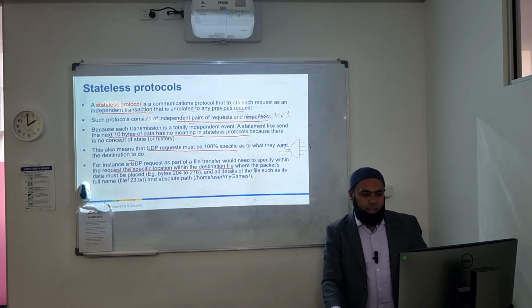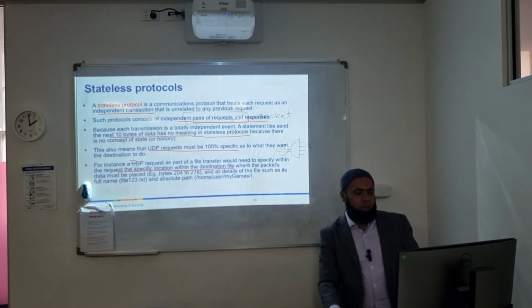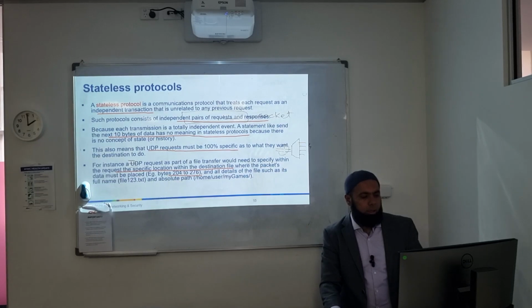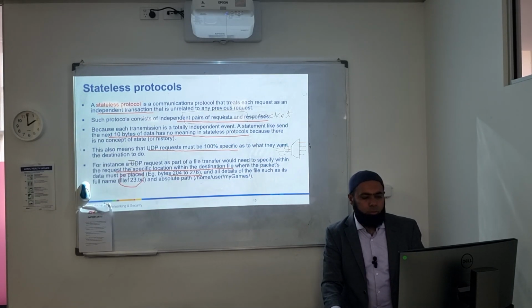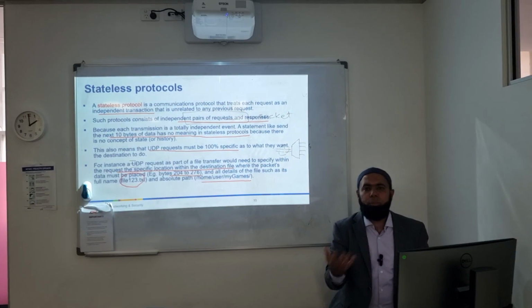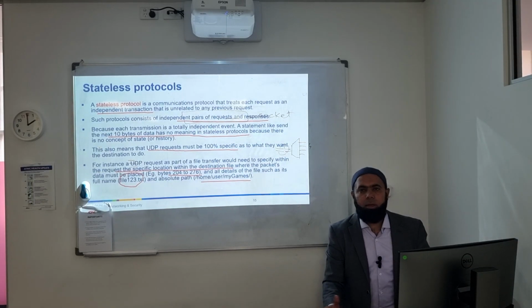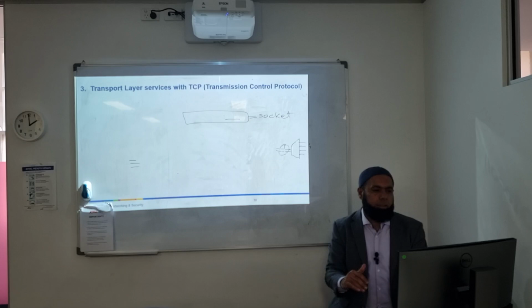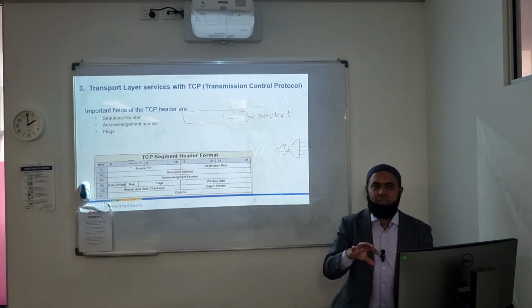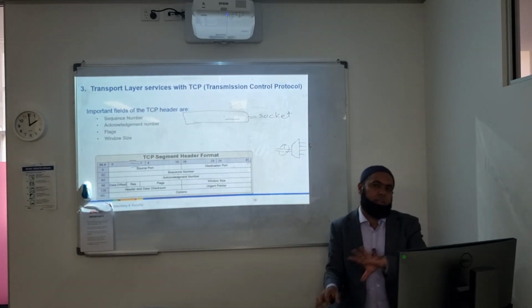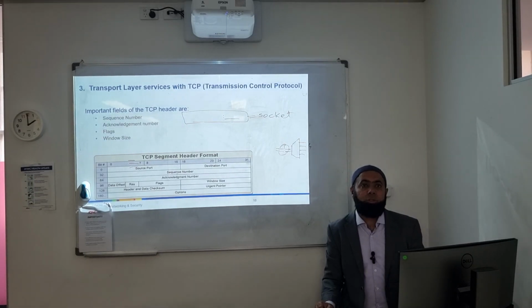And for example, let's say we are going to send a packet, a file transfer, byte number 204 to 276 from this file to this path. By using a UDP request, it will just send those packets, but we don't know if it is received or not. Okay. Now we come to the next one, which is TCP. And once we finish TCP, you will definitely understand what UDP was then.